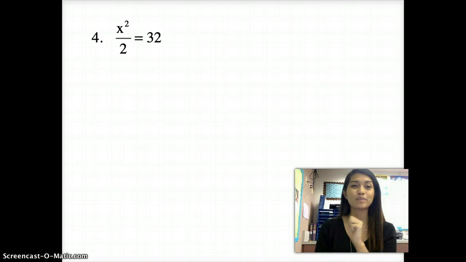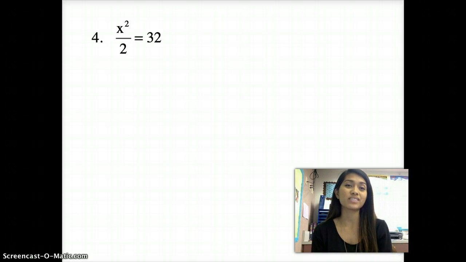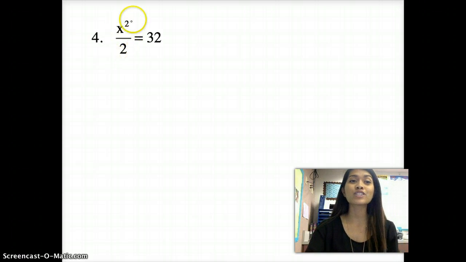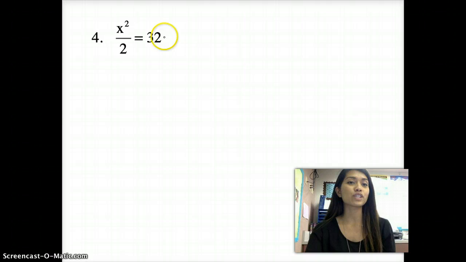For our fourth example, this is the type of problem that generally tends to scare students, and the only reason why is because there's a fraction involved. But I'm going to show you how to overcome that fear. So here, let's take a look at number 4. It says x squared over 2 equals 32.